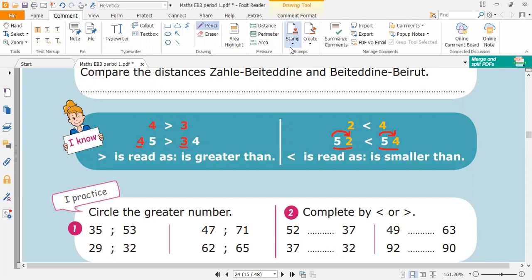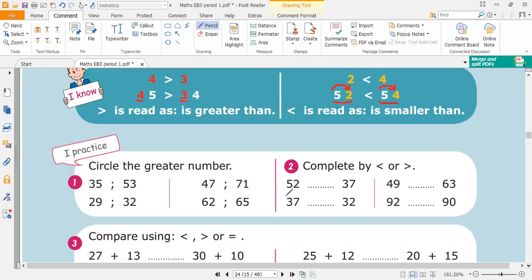Let us do exercise number 1. Circle the greater number. I want the greater number. Okay, read the first number with me. 35. Here I have 53. So I first look at the tens digit. Look at the tens. Which one is greater? The 5 is greater. So I circle 53.